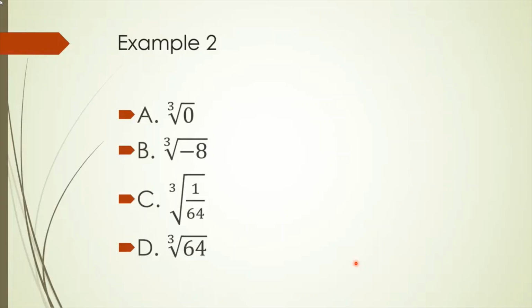So let's do some cube roots. The cube root of 0: what times itself 3 times will give me 0? 0. 0 times 0 times 0 gives me 0. The cube root of negative 8: what times itself 3 times, or what cubed gives me negative 8? That would be negative 2.